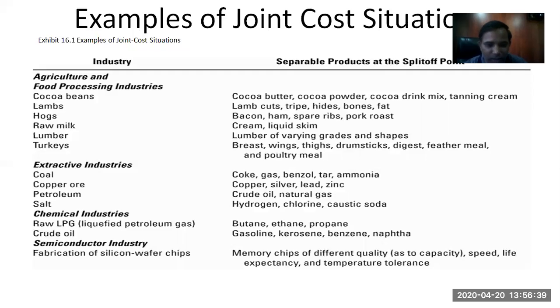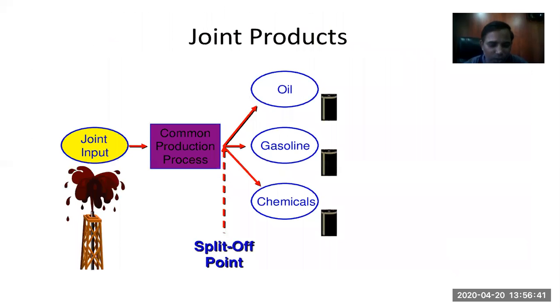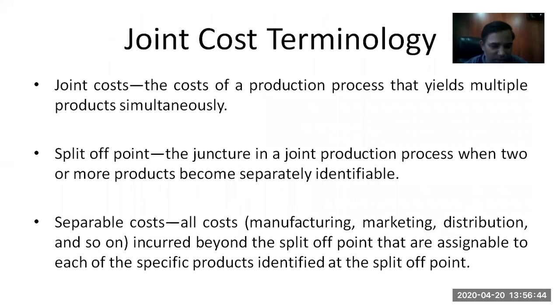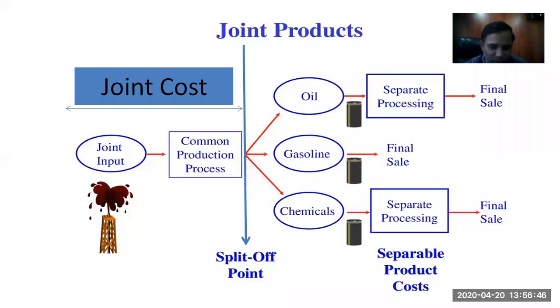We discussed terminologies like joint cost, split-off point, and separable cost. Joint cost is any cost that is incurred before the split-off point. After the split-off point, any cost incurred on a specific product will be termed as a separable cost. Split-off point is a point from where a joint product or the main product is being identified or separated from the common production process.